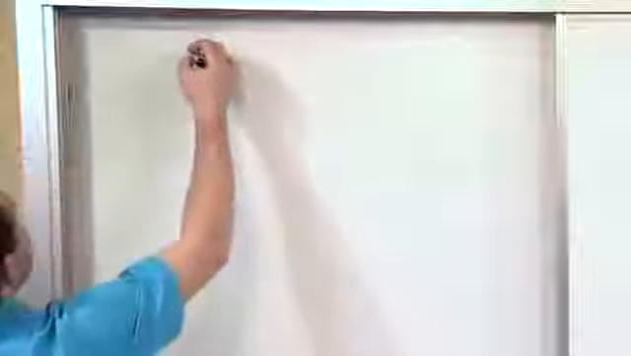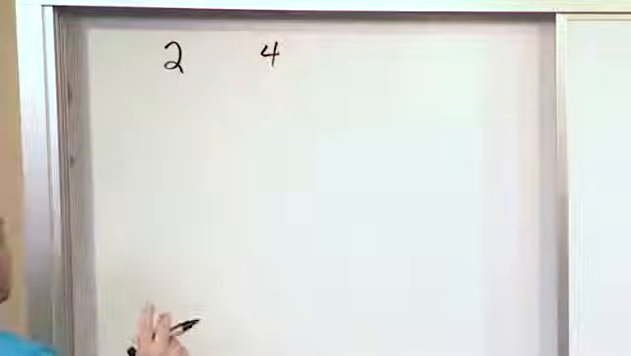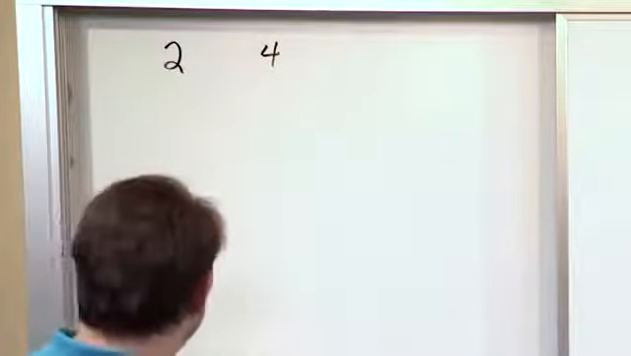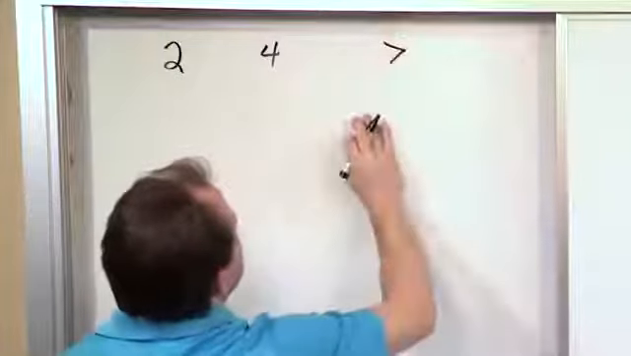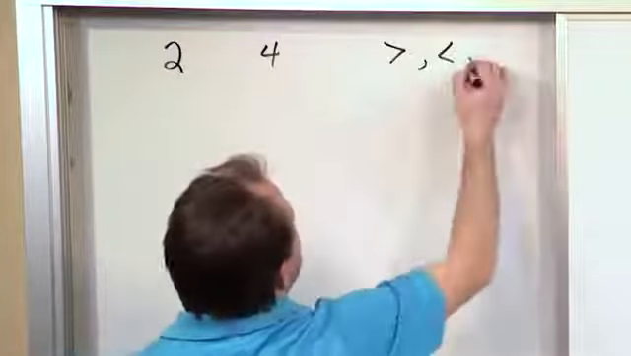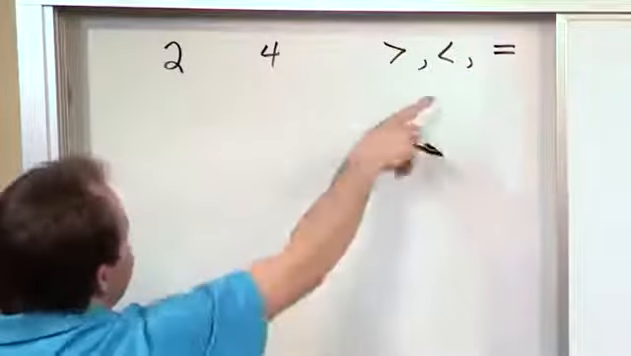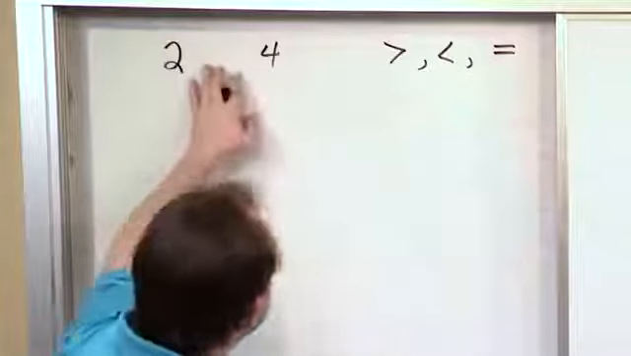If I give you two numbers, let's call them 2 and 4, and I ask you to put greater than, less than, or equal to there, the greater than sign looks like this, right? The less than sign looks like this, and of course the equal sign you all know looks like this. So which of these symbols do you need to put in here? Well, you know they're not equal, so you can't put the equal sign in here.